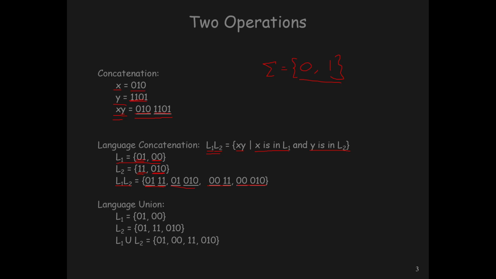And finally, we have the union of languages, which is just take all the strings from both languages and put them together into a new language, okay? So you have L1 equal to 0, 1 and 0, 0 again. L2 is 0, 1, 1, 1 and 0, 1, 0, okay? Notice the repetition here. 0, 1 is in both languages. However, in the union, it only appears once because sets don't accept duplicates.